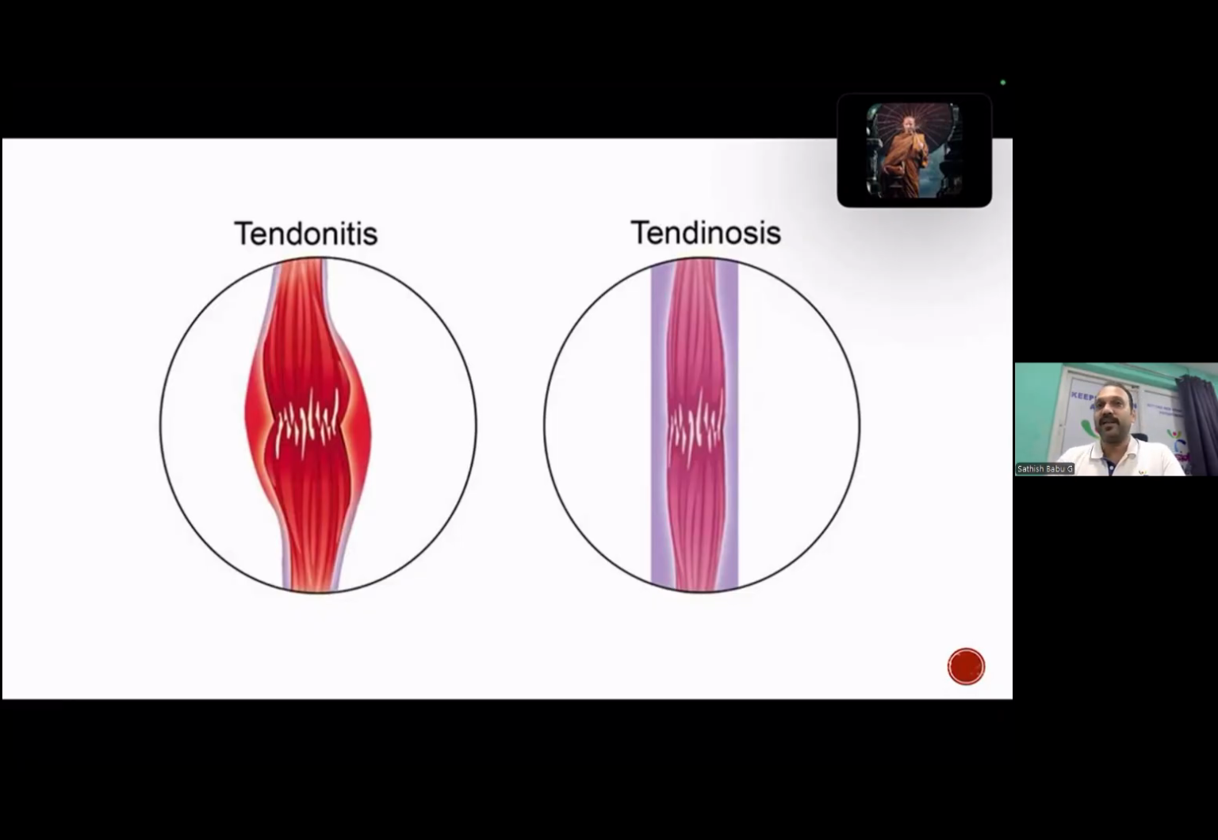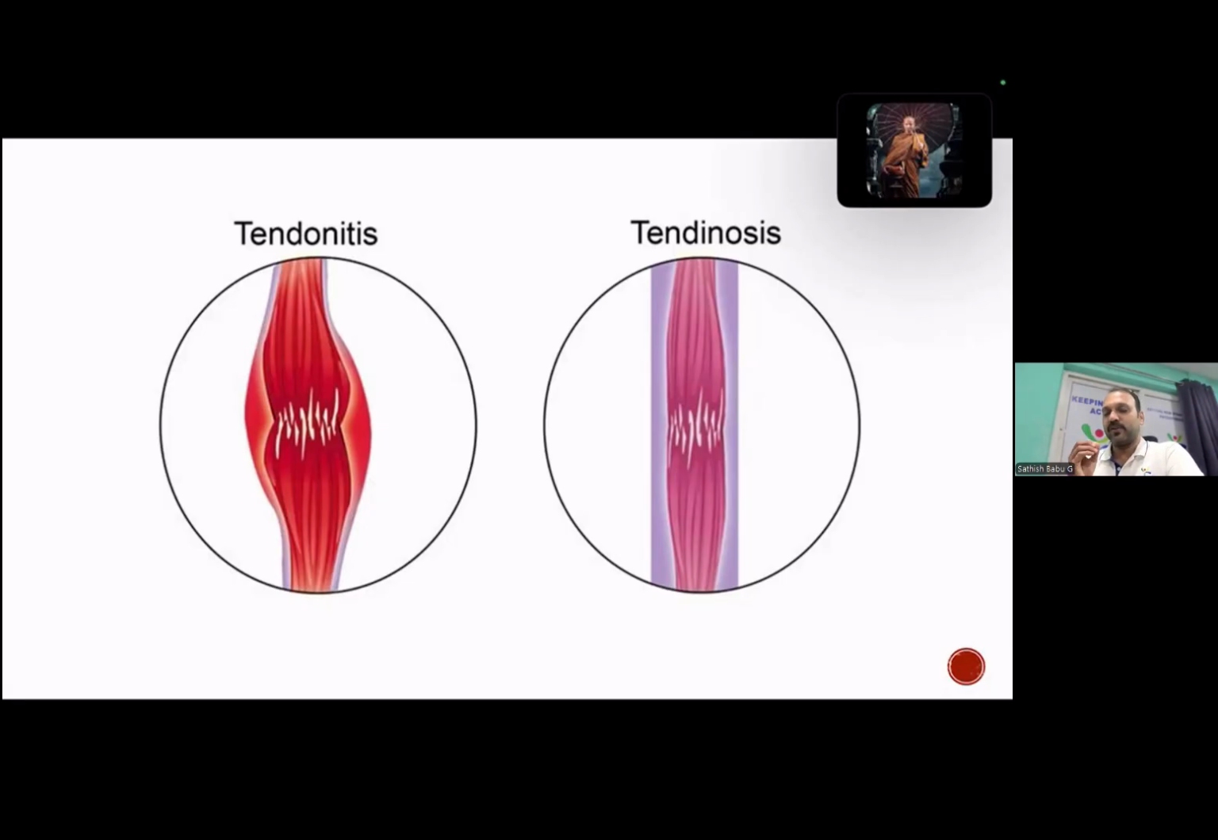In tendinitis, you can see a swelling around the tendon. When you palpate, you can feel swelling. But in tendinosis, there's no swelling, but there's degeneration in the tendon. This is very old terminology which has been used. So they have come to a conclusion to use one common terminology, tendinopathy. Inflammation is not always present in tendinitis, but in tendinosis there is always degeneration present. Sometimes it's a combination of both.